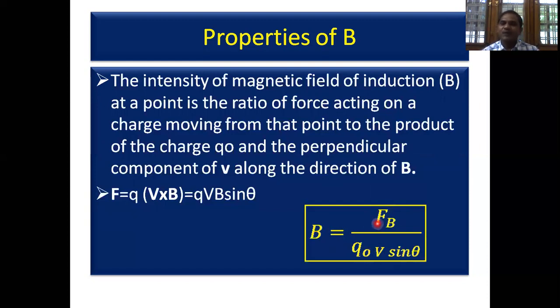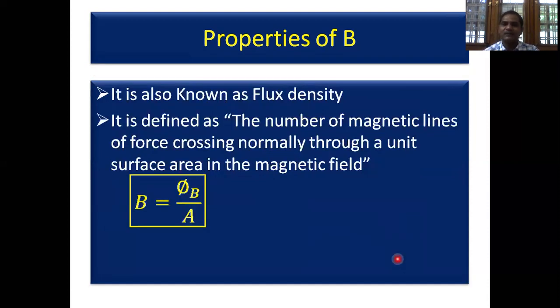From this, what is the SI unit of force? Newton. By charge, the SI unit is coulomb. Velocity, meter per second. So here, Newton, charge dimensional formula A into T, velocity dimensional formula L by T. Here T cancels, then A into T equals A into T. So then you will get the unit Newton per ampere meter. So dimensionally you can check that.